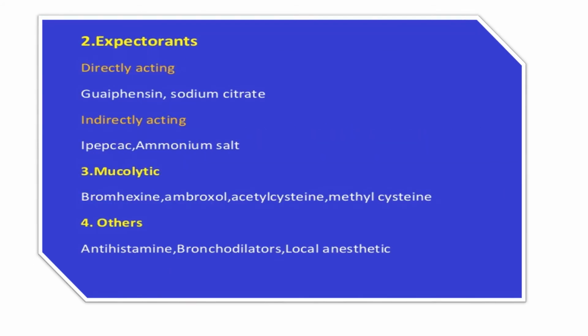Second, as I told you, expectorants. Expectorants, there also it is divided into 2: directly acting and indirectly acting. Under directly acting, guaifenesin and sodium citrate. Indirectly acting, it is ipecac and ammonium salt. Under mucolytic, the drugs include bromhexine, ambroxol, acetylcysteine and methylcysteine, and others include antihistamines for allergic reaction, bronchodilators if asthma is there, and local anesthetic if there is harsh pain in the throat.